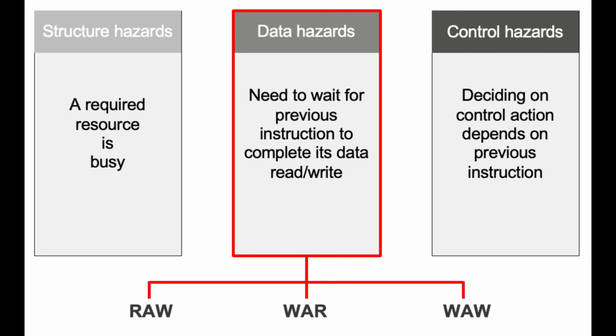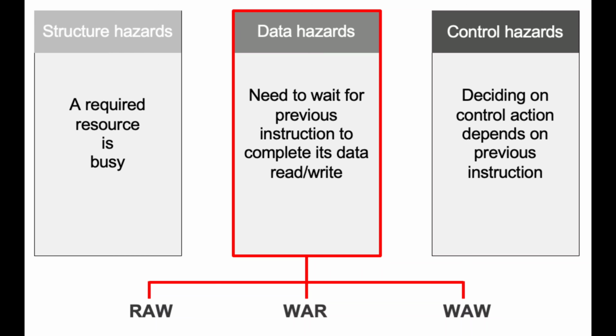In a pipeline processor, hazards are conditions that interrupt the smooth flow of instructions. The main types are data, control, and structural hazards. In this experiment, we mainly focus on data hazards, which occur when one instruction depends on the result of a previous instruction.